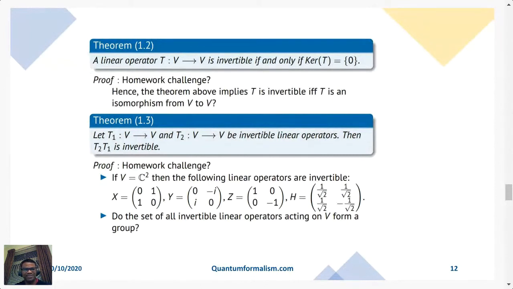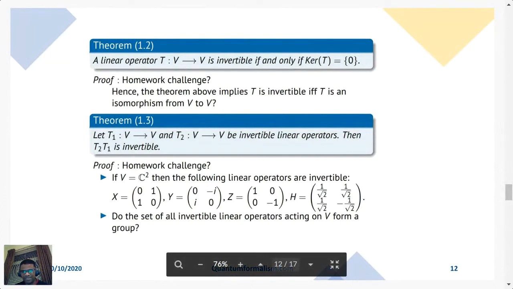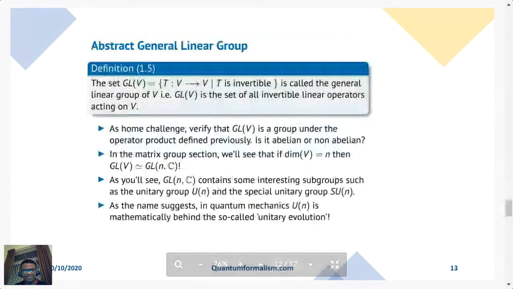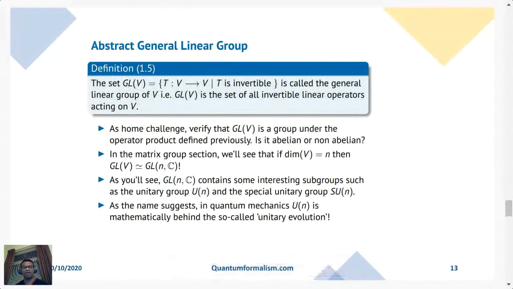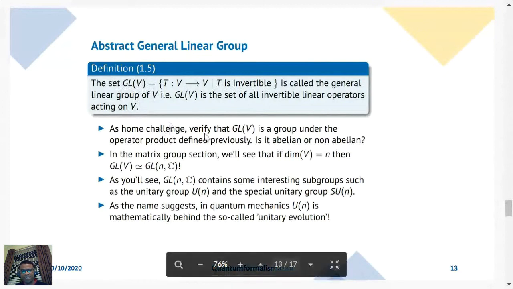Yes, and it's true. It is true. So we'll see this. Again, well done. Indeed, this is what we call the general linear group on V. So it's the set of all operators from V to V such that they are invertible. I called it abstract to distinguish it, because it's a well-defined concept for any vector space. It doesn't matter whether it's finite dimensional or infinite dimensional. Obviously, the most interesting case for us is when V is finite dimensional.